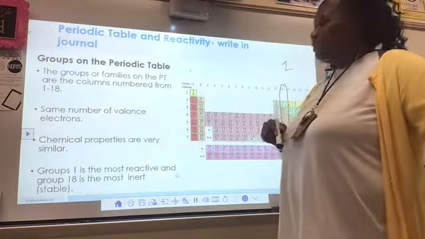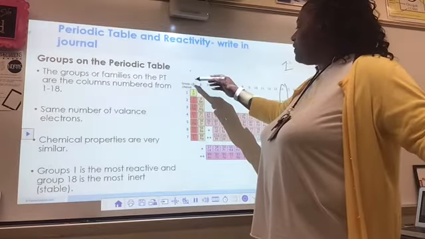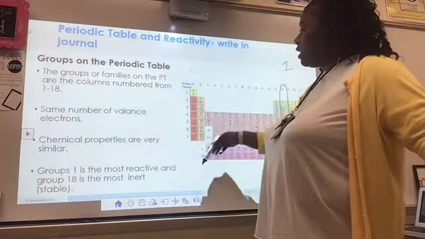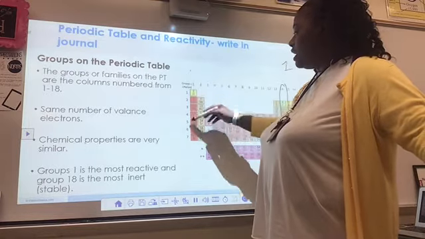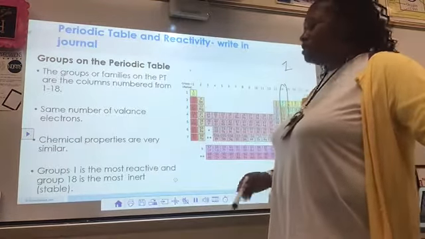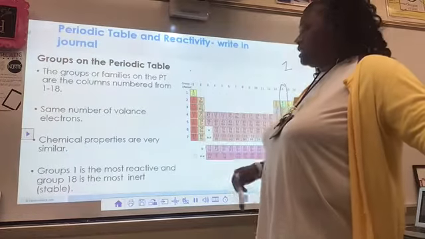So, for example, if I wanted to know the valence electrons for group 1, it's the number at the top, and it's going to tell you 1. So I know everything in group 1 will have 1 valence electron. Group 2, 2 valence electrons.